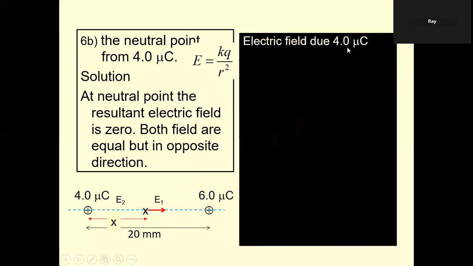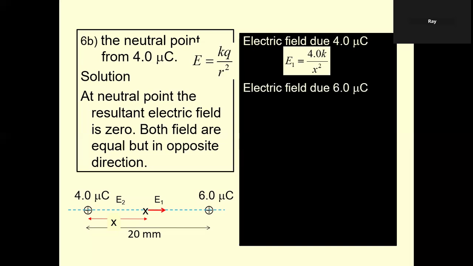Electric field due to 4 microcoulomb. This one, you don't need a value. So we don't need to calculate, put in the real value of K and then calculate out, no need to. Right? You want to, you can, but it's unnecessary since it cancels off anyway. Then 6 microcoulomb. Right? 6K.